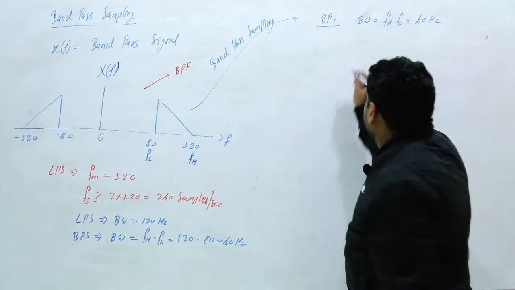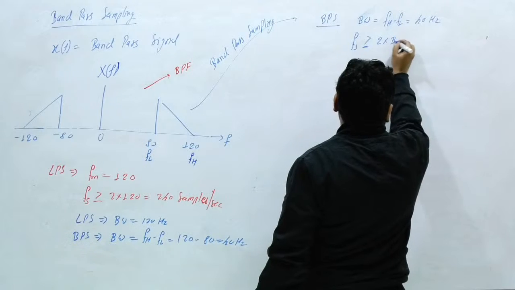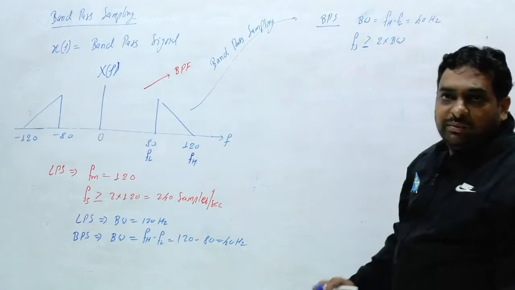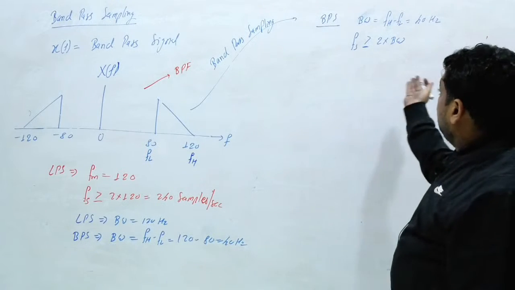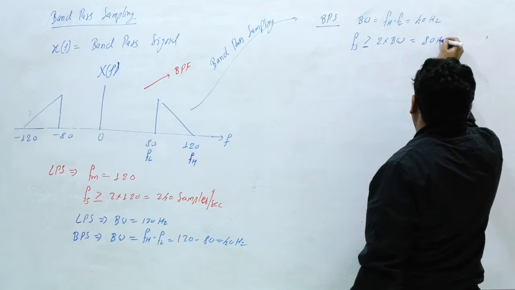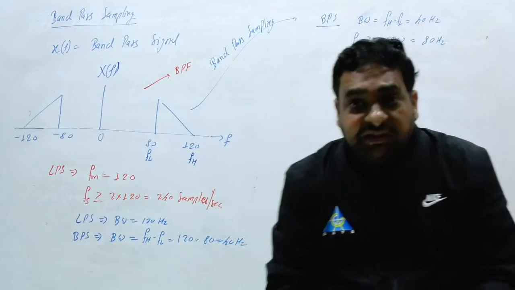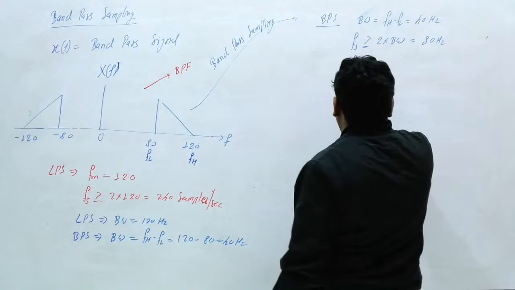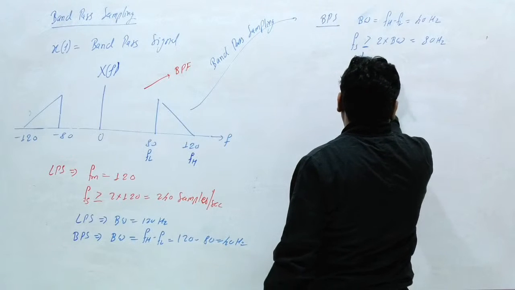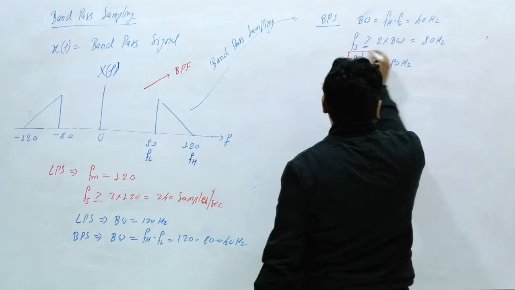So the sampling frequency will be greater than or equal to 2 into bandwidth. It should be at least 2 into bandwidth, and it can be more than that. So here, 80 Hz. So the sampling frequency can be greater than or equal to 80 Hz, but the minimum will be equal to 80 Hz.